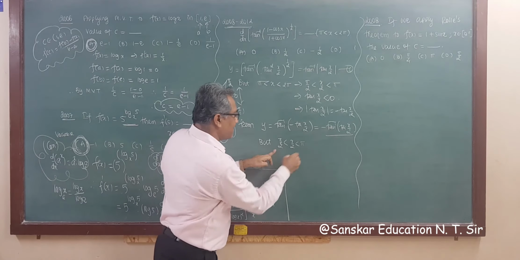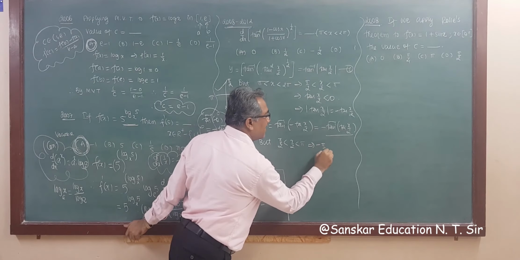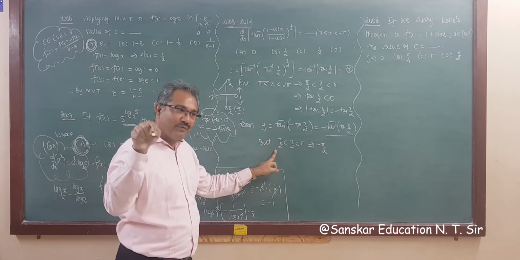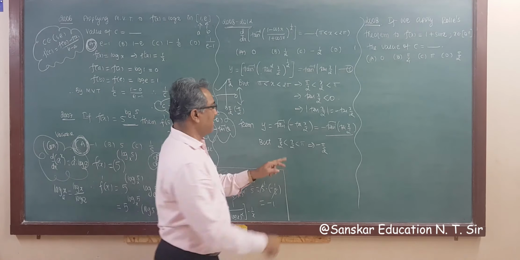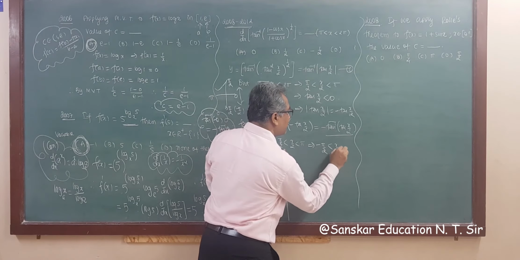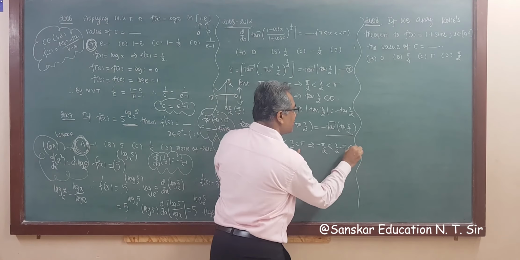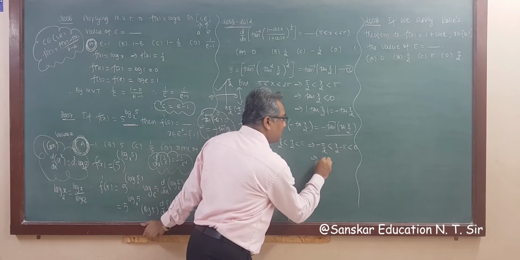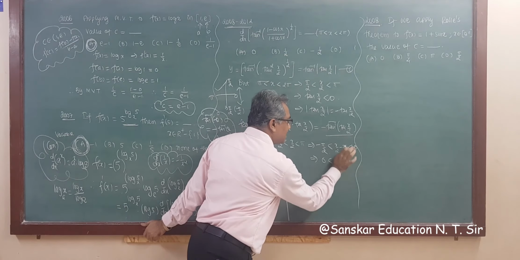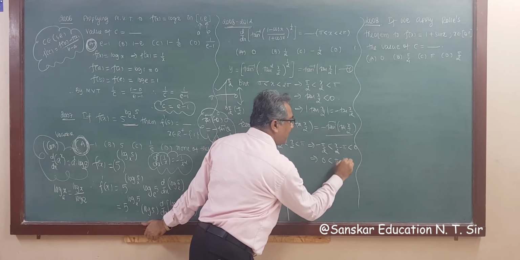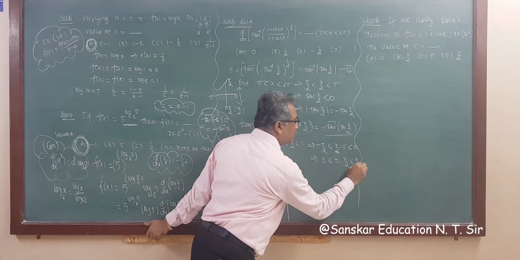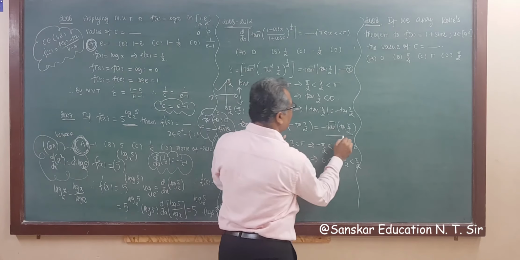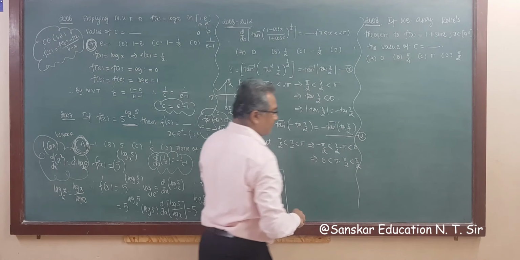So subtracting pi, what do we get? This is minus pi by 2. 90 minus 180 is minus 90, so minus pi by 2 is less than x by 2 minus pi, which is less than 0. Multiplying by minus, what do we get? 0 is less than pi minus x by 2, and pi minus x by 2 is less than pi by 2. Right? So say this is result number 2.